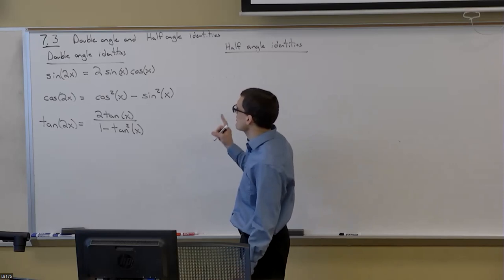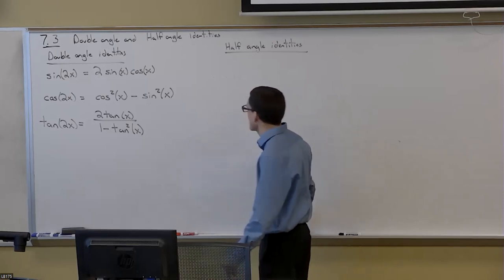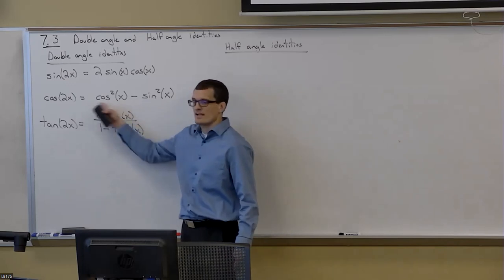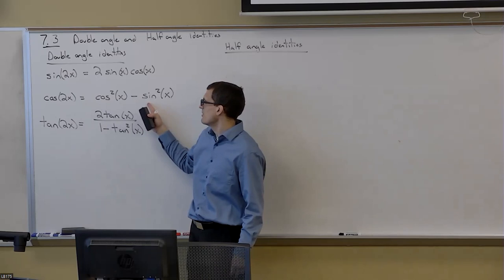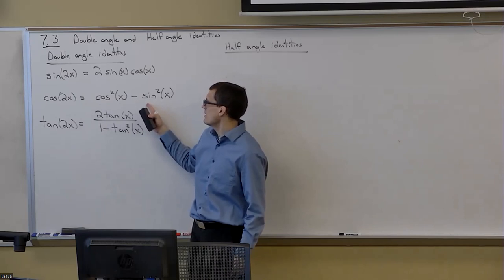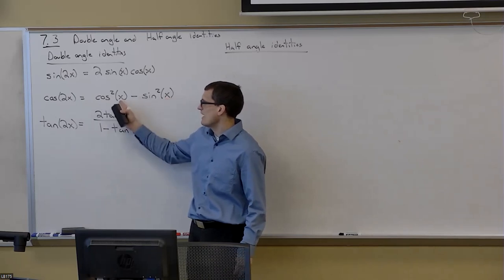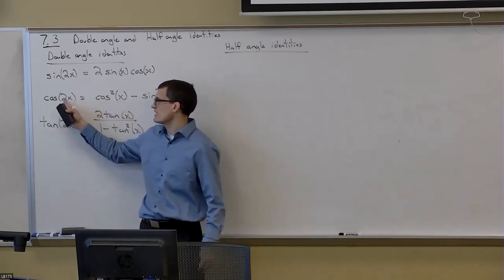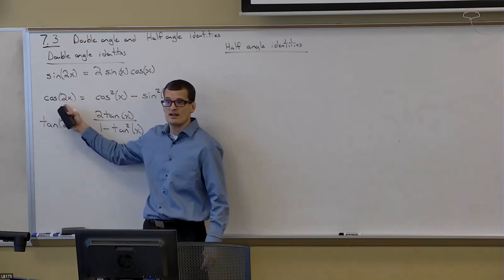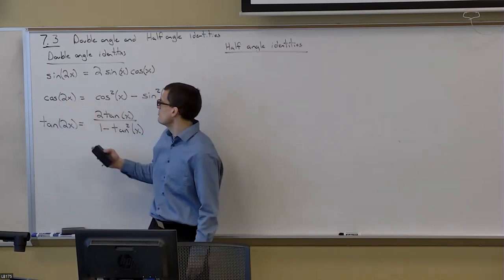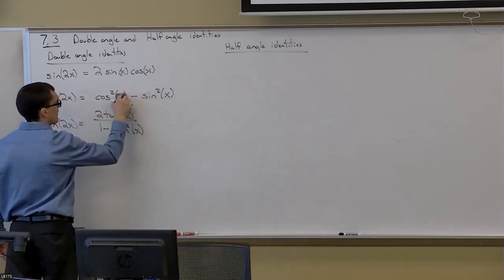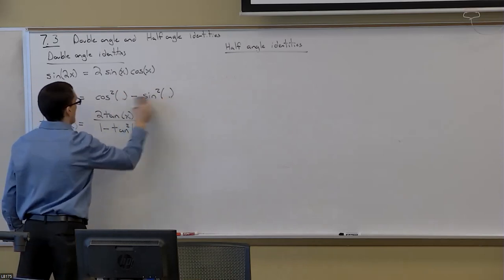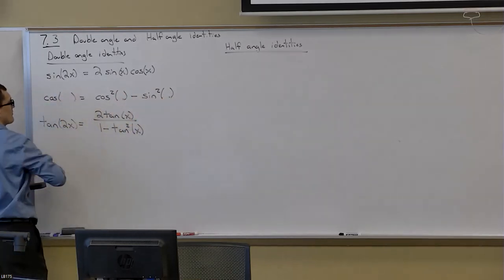And I'm just going to tell you where these come from. These come from right here. Putting in 1/2 x, 1/2 x. And then if this is 1/2 x, this becomes a whole x, right? So if I put in 1/2 x here, and here, this just becomes 1x.